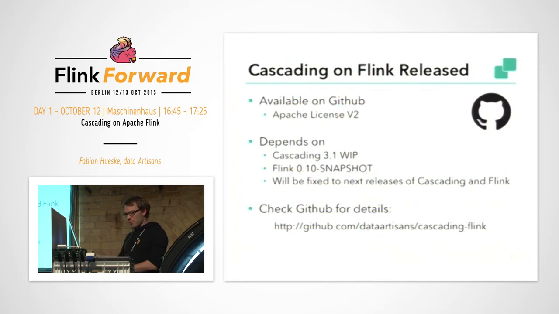Since both dependencies are a little bit in flux, this makes it sometimes a little bit tricky to keep up with all their changes. But once Cascading has a new stable release out and Flink has a new stable release out, we're going to fix these dependencies for the Cascading planner, and all these shaky APIs will be gone. So this is the repository down here. It's in the Data Artisans GitHub repository if you want to check out the code.